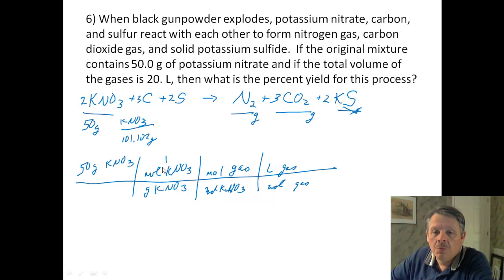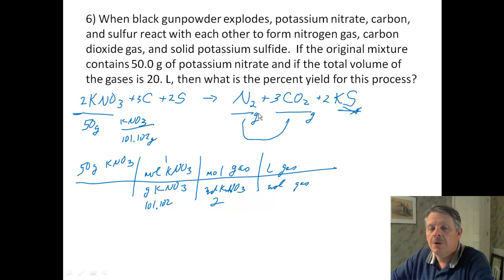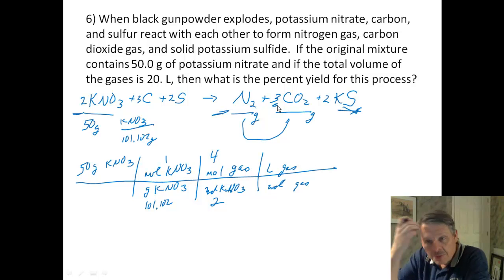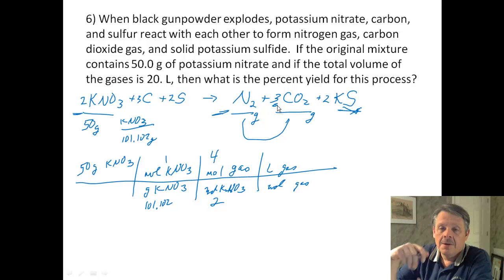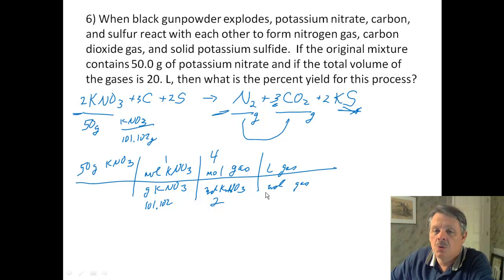We have 1 mole of KNO3, and we know that weighs 101.102 grams. And our moles of KNO3 have a 2 in front of them. And our moles of gas, well, again, if we combine the nitrogen and the carbon dioxide together, we end up with 4 moles of gas. 1 of them is nitrogen, and 3 of them are carbon dioxide. That's the leap of faith you have to make here. That's the biggie. Okay? Then what you say is, well, how much space does 1 mole of gas take? Well, 1 mole of gas takes 22.4 liters.